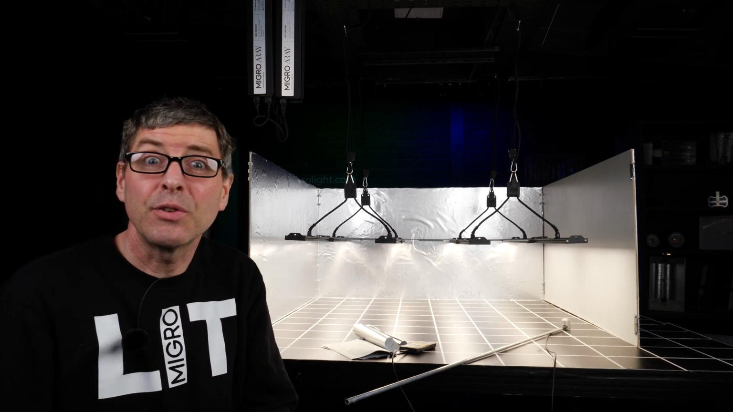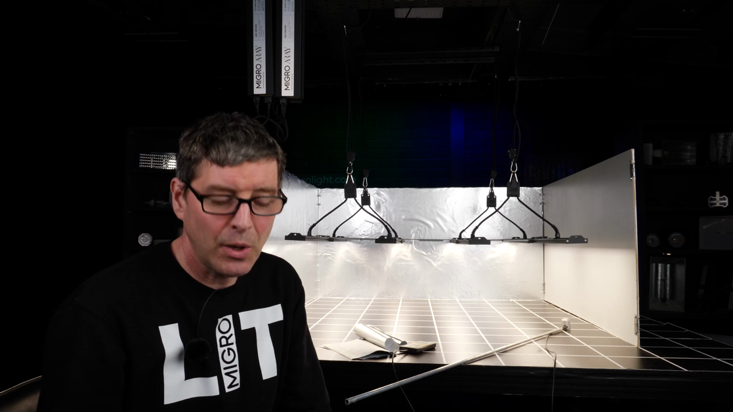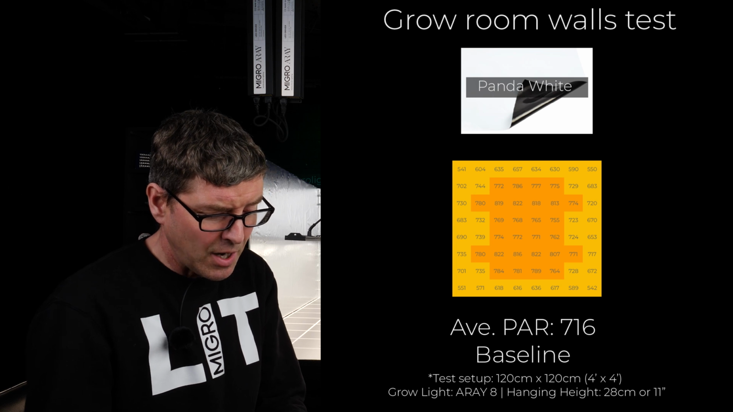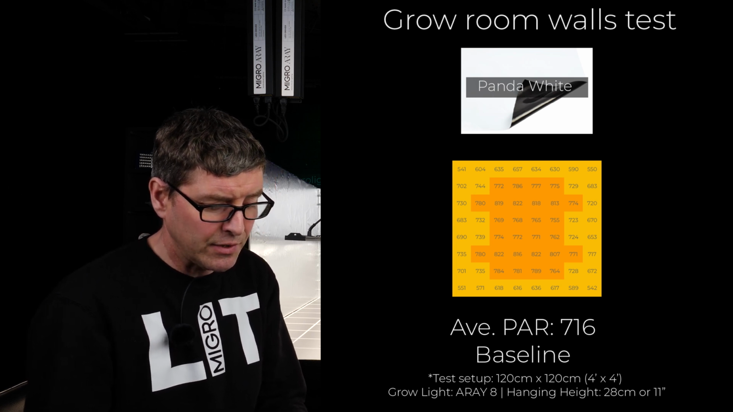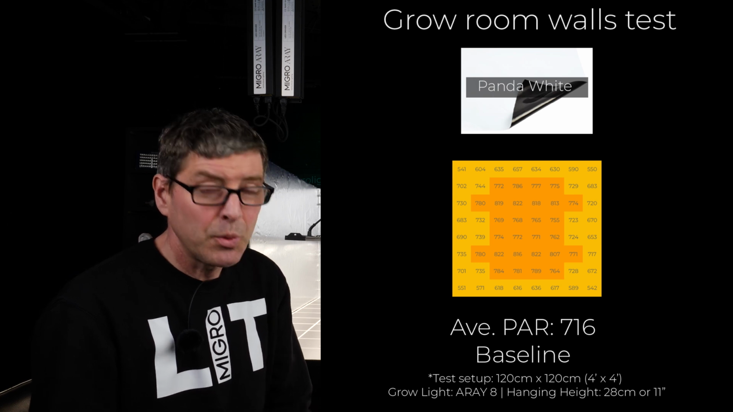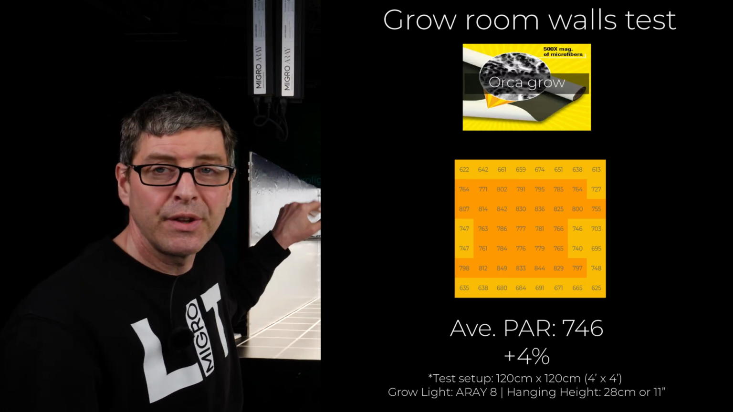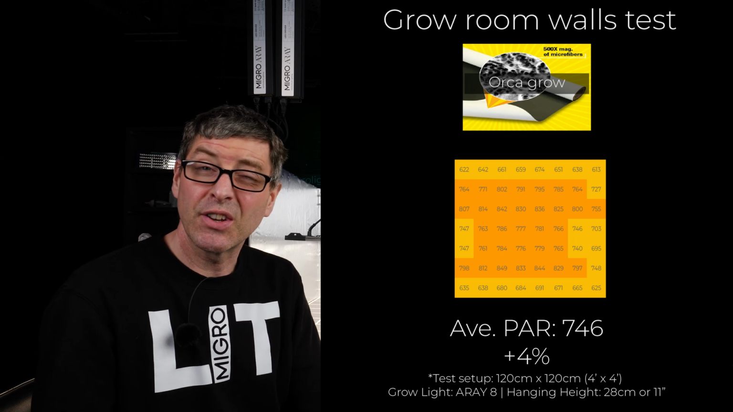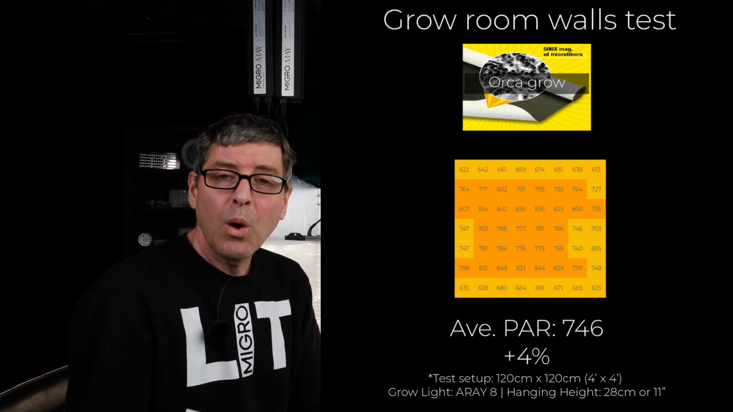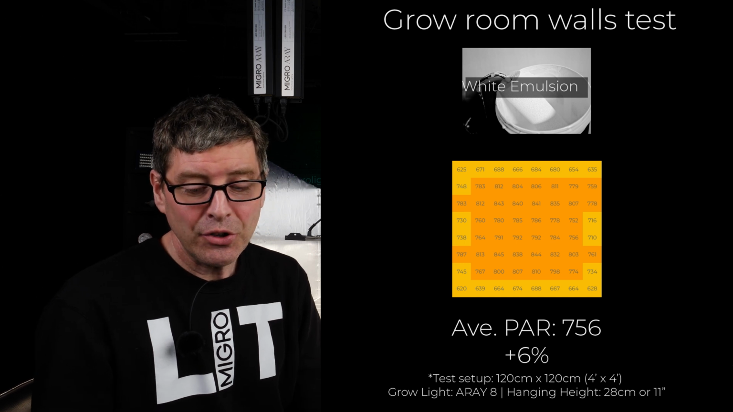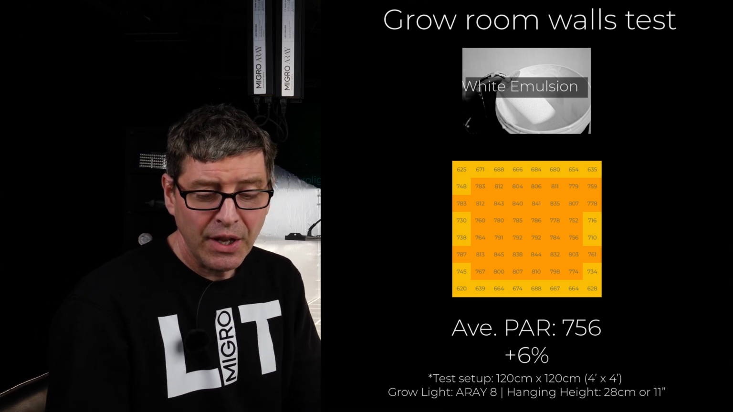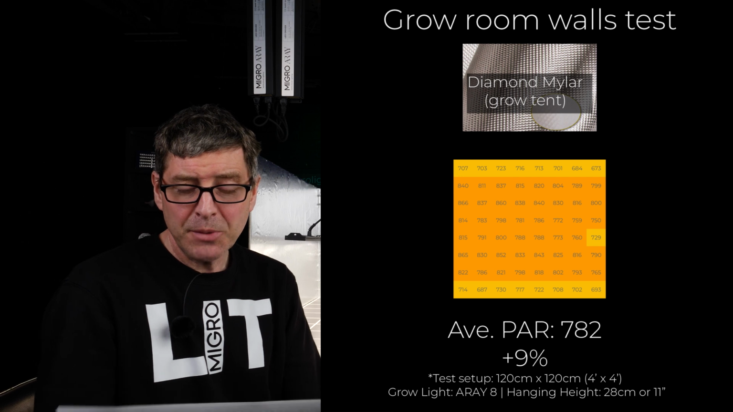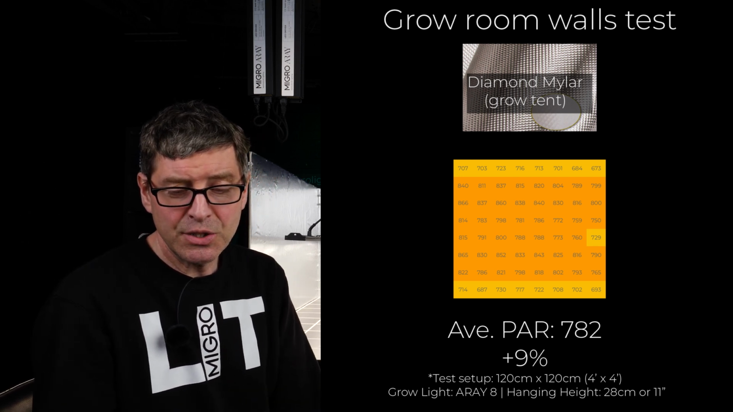I started off with the lowest result, and that was the Panda White Film, and used that as the baseline. And that delivered an average PAR of 716 micromoles from the 500 watts. Next up was the Orca Grow, again, lining all the walls, doing exactly the same test, same height, same sensor, same everything else. And we got up to 746, that's 4% more. White Emulsion then beats Orca Grow with 756 average PAR, or 6% plus. Then Diamond Mylar is next with 9% more than the baseline at 782 PAR.